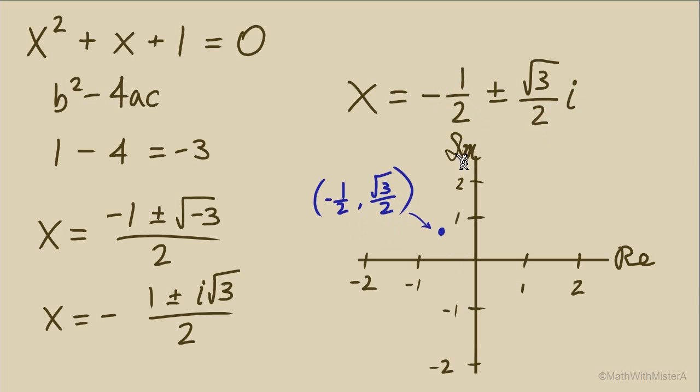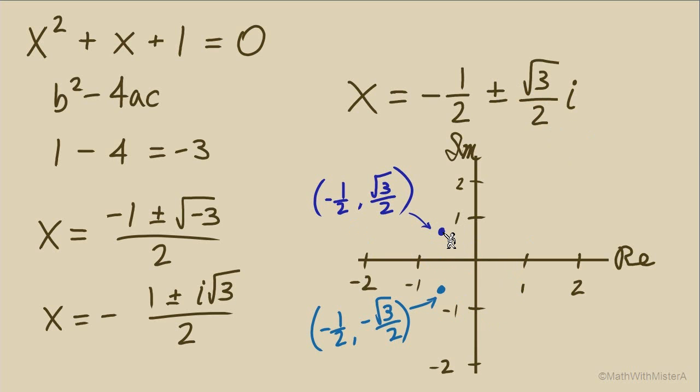Our other solution, negative 1/2 minus radical 3 over 2. So we have the same horizontal negative 1/2, but our vertical is now negative, from the negative radical 3 over 2 i. And we see these two points are reflections about the horizontal axis, and hopefully these ordered pairs are jumping out at you as being familiar from points on the unit circle.